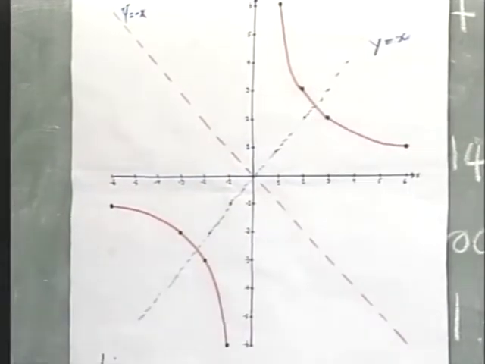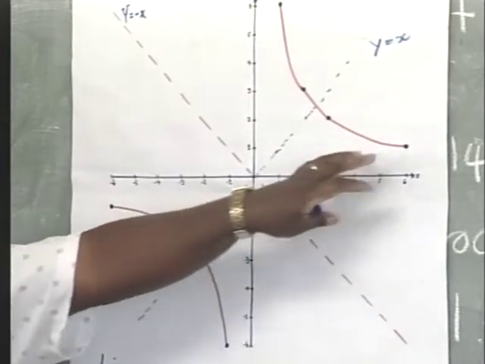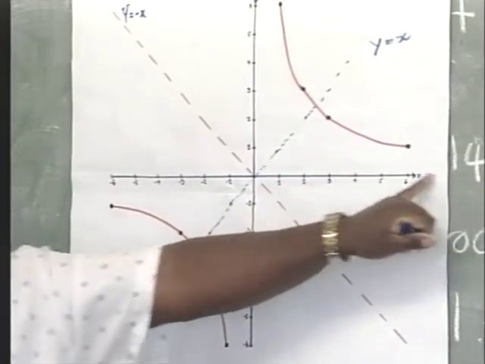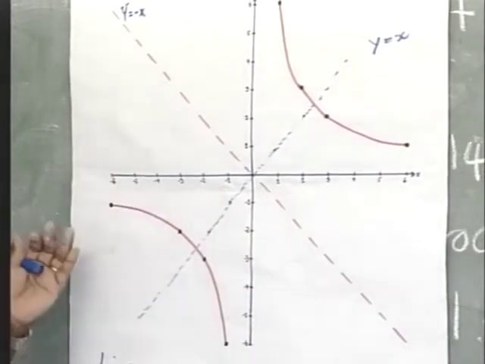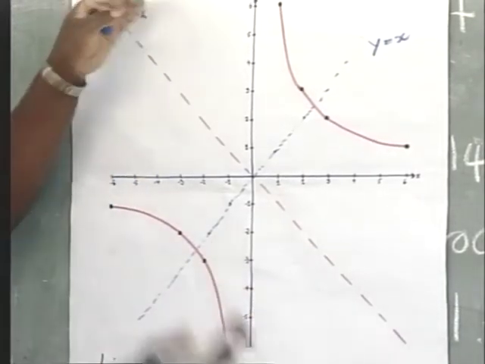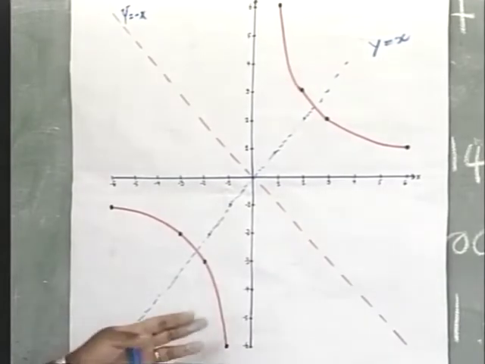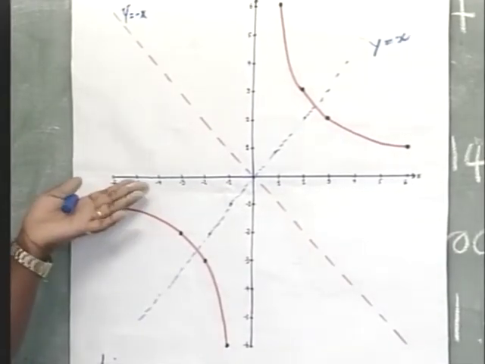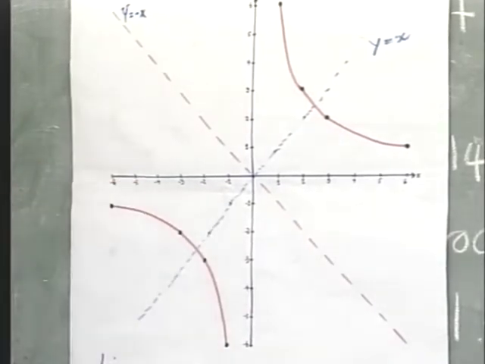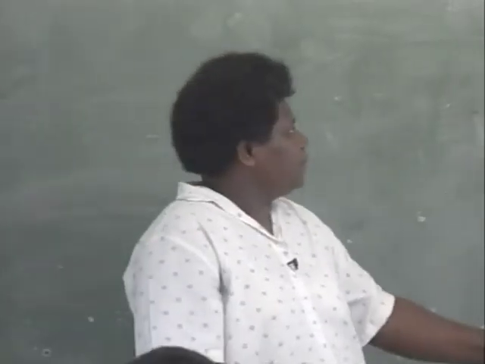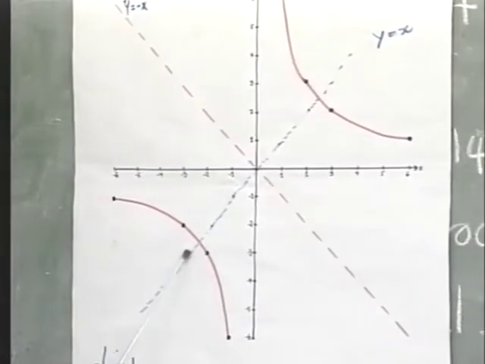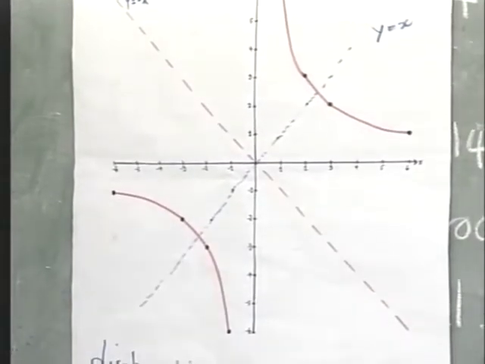And like I said, if you continue to draw the graph further and further this way, and fold the paper in half, this side will fit onto this side as well. So there are two lines of symmetry. One is y equals negative x and the other is y equals x. Okay, two lines of symmetry for this one.